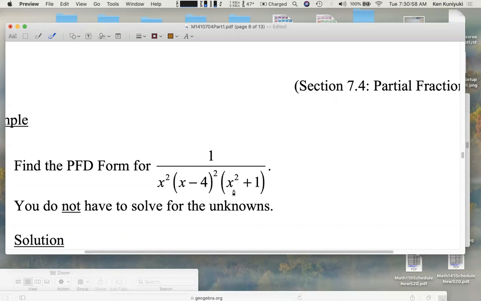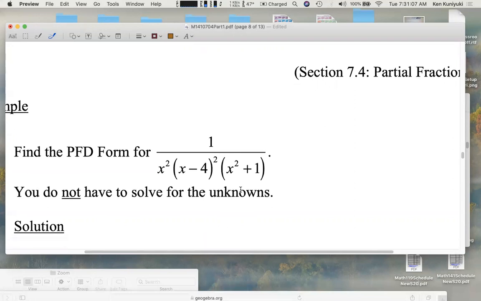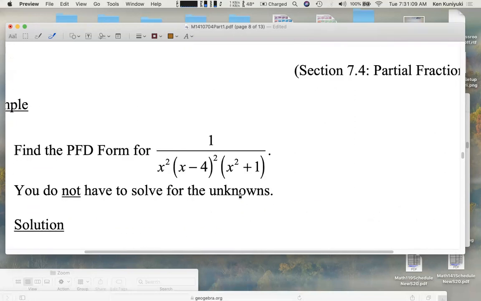What's x squared plus 1? It's not linear, and we cannot factor this over the reals. It's a quadratic with no real zeros. This is a quadratic that's prime over the reals. All right. So again, the cast of characters. X squared, repeated linear factors. Same for the square of x minus 4, but x squared plus 1.